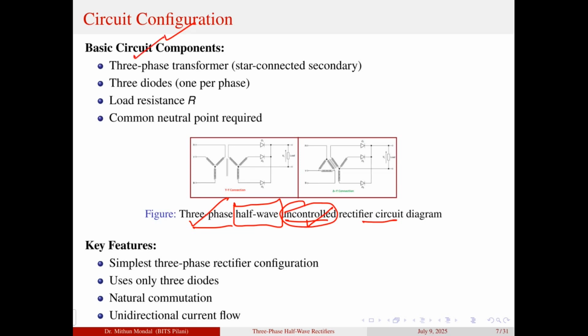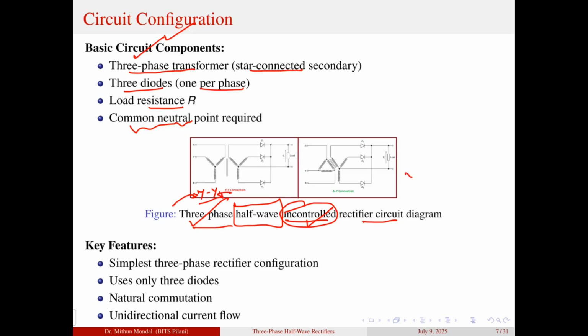So the circuit components, when we talk about, we see that there is a three phase transformer which can be star connected as the secondary. Three diodes will be there, one per phase, and load resistor will be there, and there is a common neutral point. So here we can see that there is a star connected. So when we say star connected, it means the primary of the transformer is star connected and the secondary of the transformer is also star connected.